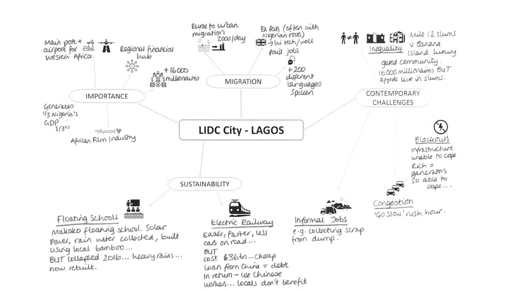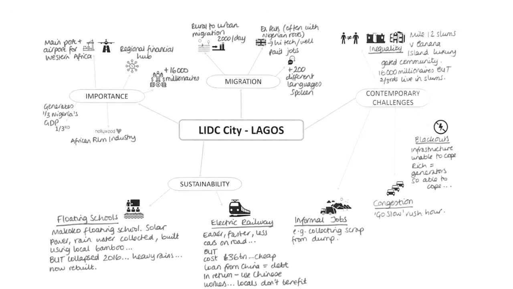Then you've got sustainability. So what are they doing to try to make Lagos more sustainable? So you've got firstly the floating schools, the Makoko floating school, where they've built a school that goes onto the water, a boat essentially. It's got solar panels, so it's powered by the sun. The rainwater is collected, and they've also built it using local materials, local bamboo. And that gives the children an opportunity to go to school, to get an education, which would enable them hopefully to get a good job and be able to move out of poverty. However, it did collapse in 2016 due to heavy rains. They've now rebuilt it, but it's quite a fragile structure.